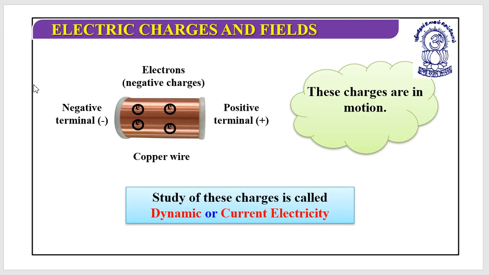Okay, so what would happen when charges are moving? Let us look at this copper wire. You might have seen this at your home also. This copper wire has a negative terminal and a positive terminal, and the electrons are moving, let us suppose, from the positive terminal to the negative terminal in the wire. So these charges are in motion. The study of these charges while they are moving is called dynamics or current electricity.